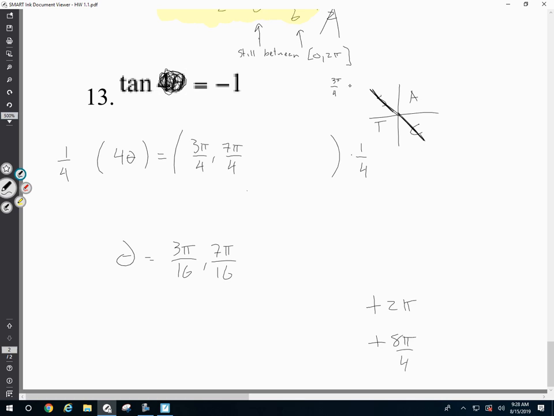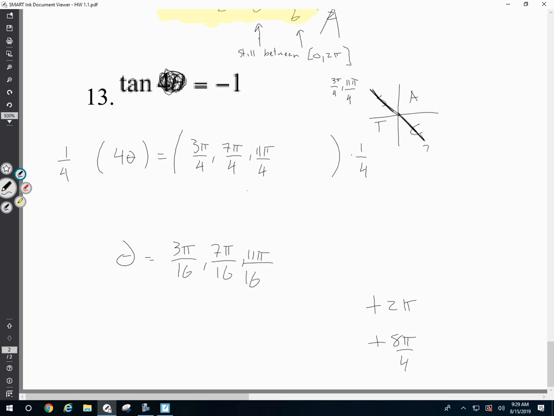To get a common denominator, I'm adding 8, giving me 11 pi over 4. If I take 11 pi over 4 divided by 4, I get 11 pi over 16. Still well within 0 and 2 pi.